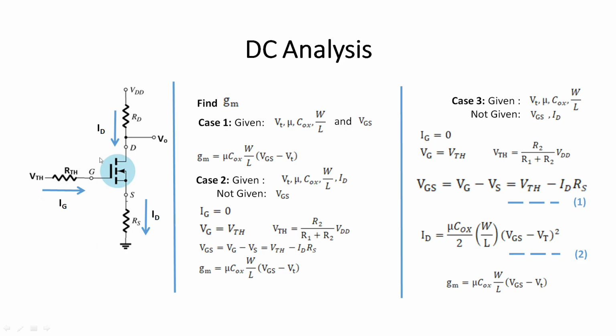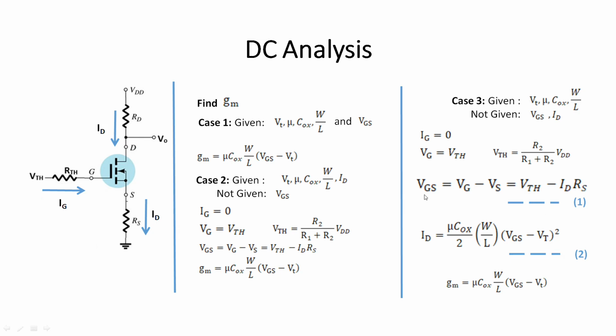Now in this equation, two unknown parameters are there, VGS and ID. Now this MOSFET is used to make an amplifier, so this MOSFET will work in the saturation region, and the saturation current equation is ID equals mu Cox by 2 into W by L into VGS minus VT whole square. Also in this equation, two parameters are unknown, ID and VGS. Now, from equations 1 and 2, we can find ID and VGS.